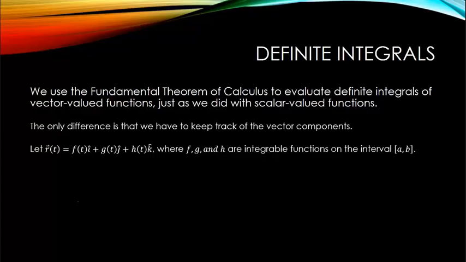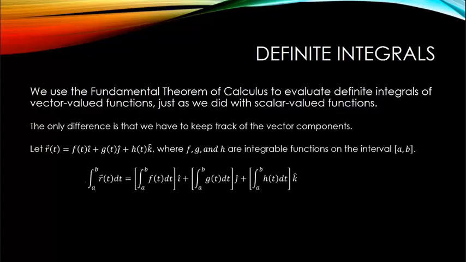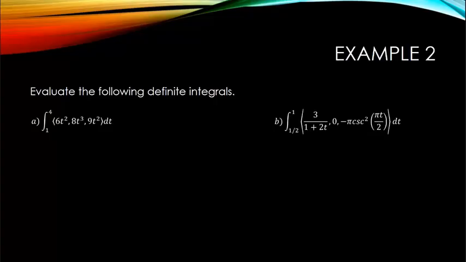I can write a definite integral by taking the integral from a to b of r of t dt is equal to the integral from a to b of f of t dt in the i hat direction, plus the integral from a to b of g of t dt in the j hat direction, plus the integral from a to b of h of t dt in the k hat direction. All that's left is to integrate each piece term by term and apply the limits of integration. So let's work some examples.